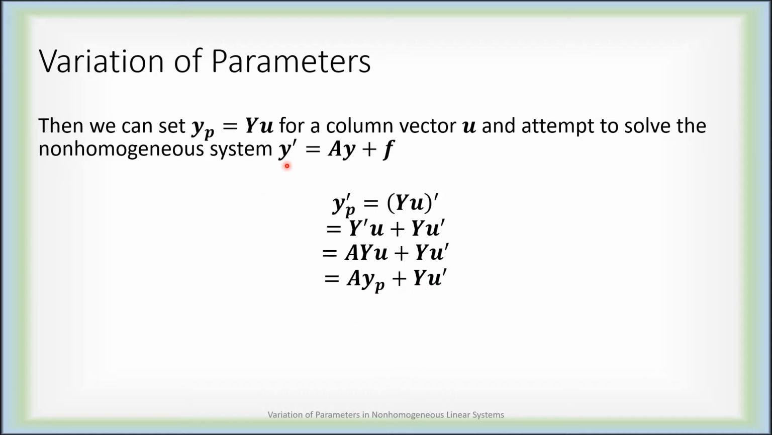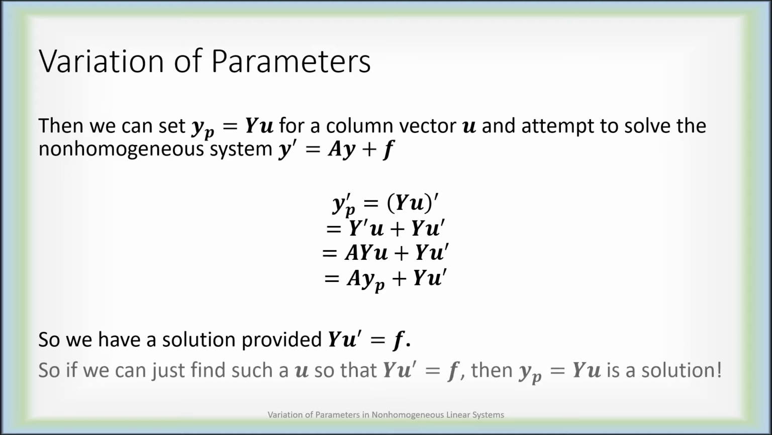We wanted yp prime to be Ayp plus f. So if Y u prime is equal to f, we have a solution. So the goal is now to find a column of functions u so that Y u prime equals f. If you can do that, then yp equals the fundamental matrix Y times u is a solution.